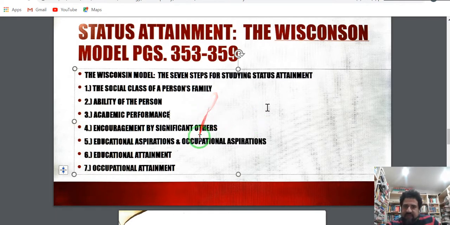So the seven steps is an interesting way to approach these kinds of questions or similar questions like this. So, for example, the first of this is the social class of a person's family. The social class of a person's family obviously is a very important factor in being able to explain to us why.